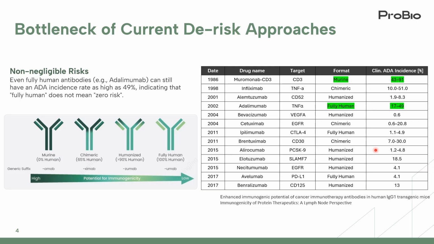However, it does not offer any kind of a guarantee of free pass. Even for fully human antibody like adalimumab, the ADA incident rate is still as high as 49%. This data further supported the theory from our previous page. Not only the product, but also the patient and the treatment can cause immunogenicity.